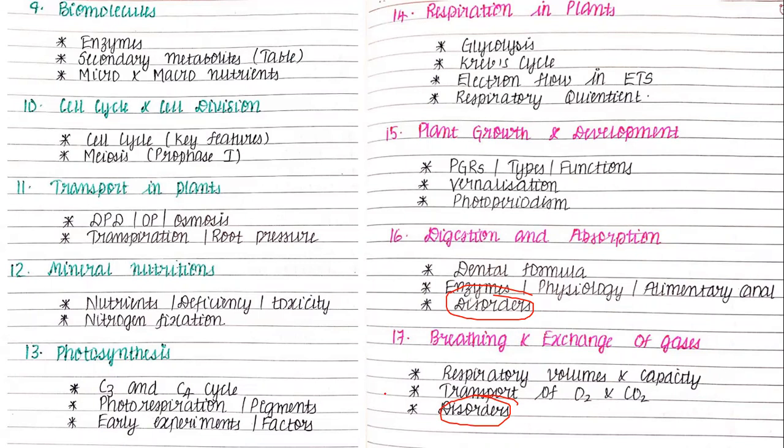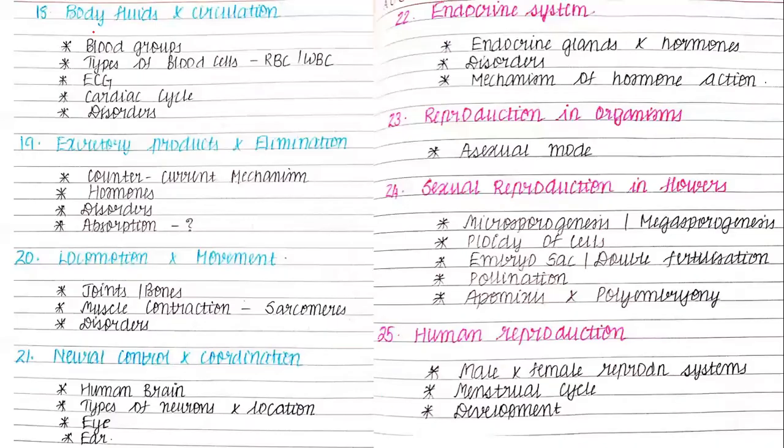Respiratory volumes and capacity, definitely one question: either they will give you the volume and ask you to identify what it is, like 500 ml tidal volume, or they will ask you to write it. Residual volume is the combination of... It depends upon the paper setter.